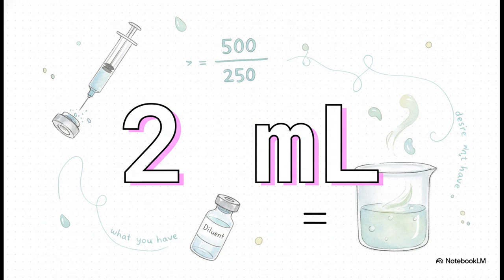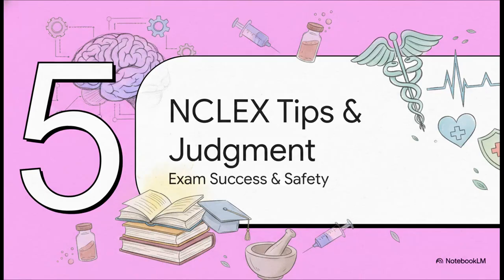See the pattern? It's always the desired dose over what you have on hand. 500 divided by 250 equals 2. You've totally got this. Now, let's connect all of this to how you'll be tested on the NCLEX, and even more importantly, how you'll use this exact thought process in real-world practice to keep your patients safe.